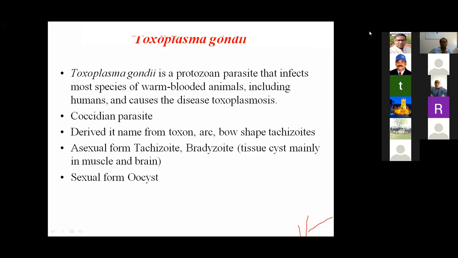It is a coccidian parasite, and its behavior is just like a coccidian parasite. The name Toxoplasma is derived from the shape of the tachyzoite. It has three stages: oocyst, tachyzoite, and bradyzoite. Bradyzoites are tissue cysts, mainly in muscles and brain. Tachyzoites are in blood. The sexual form is the oocyst.